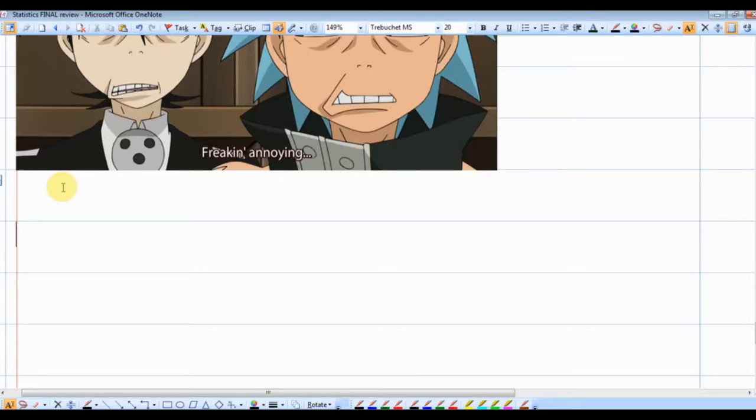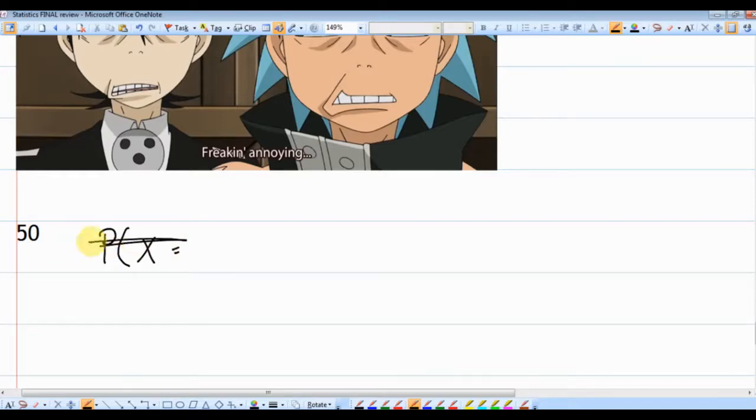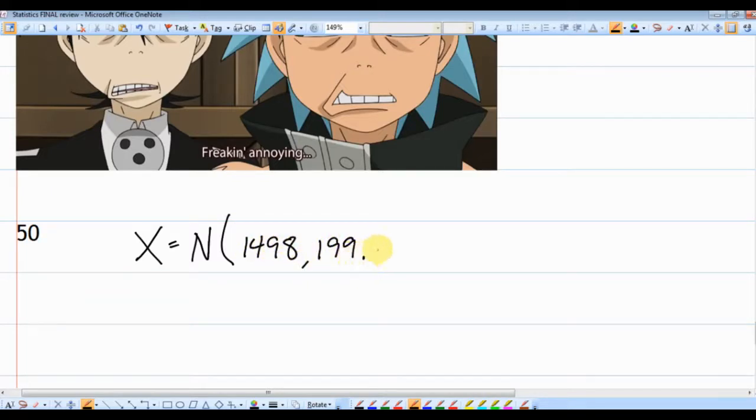Okay, moving on. 46 through 48. 46. Oh, 50, sorry. 50: assuming that the scores follow a normal distribution, what's the probability that a combined score is greater than 2,000? So we want to know the probability that a combined score, let's say X is a combined score. If we're going to do this, we should write down that X, a combined score, is a normal distribution with a mean of 1498 and a standard deviation of 199.2.